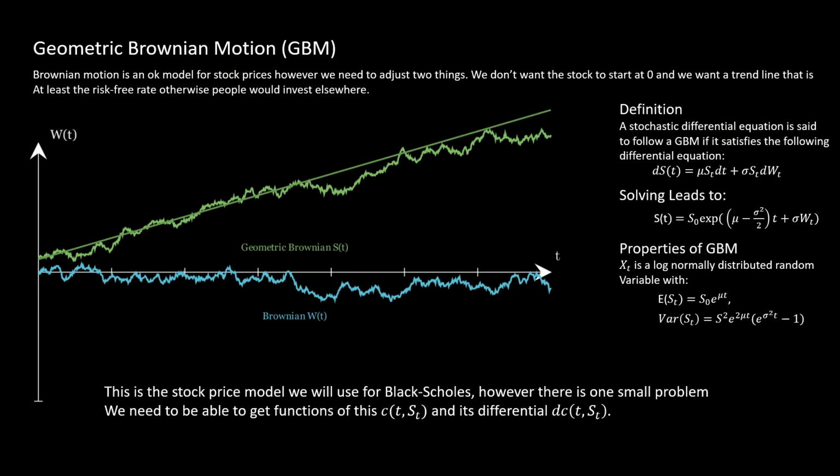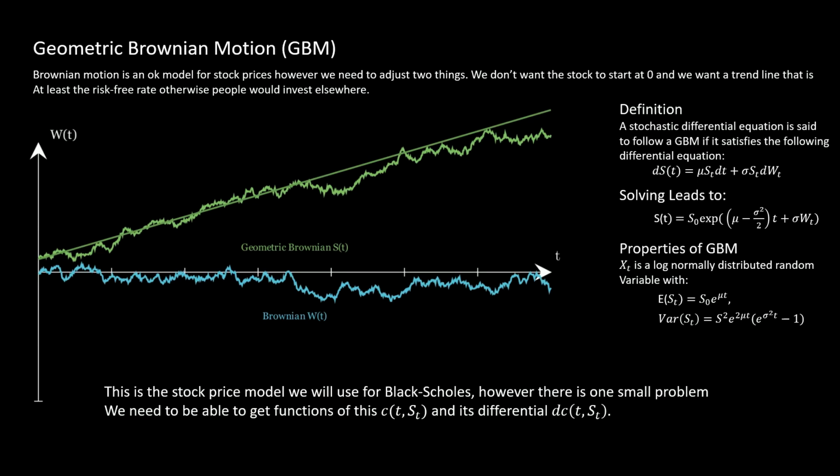This is a stock price we will use for Black-Scholes. However, there is one small problem. In our previous model, we valued derivatives by getting functions of the stock price, so we will need to be able to do the same for geometric Brownian motion. We will also need to be able to get the differential of this function.